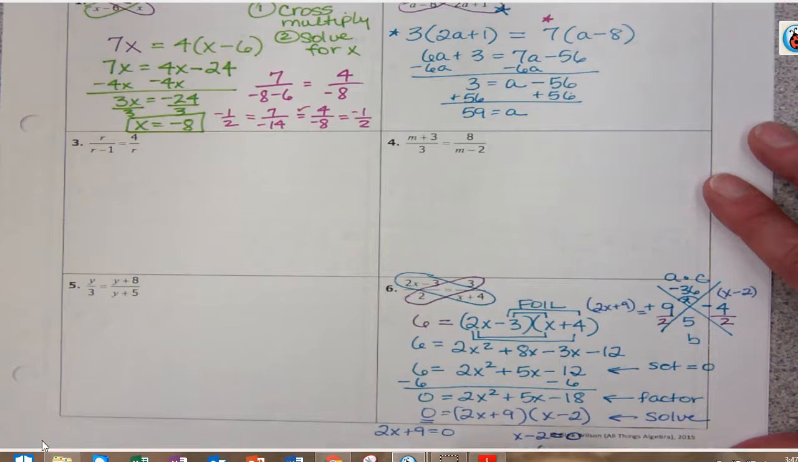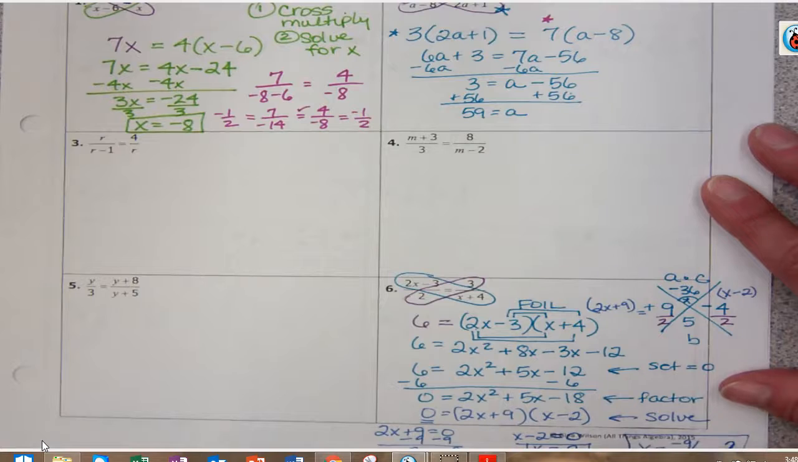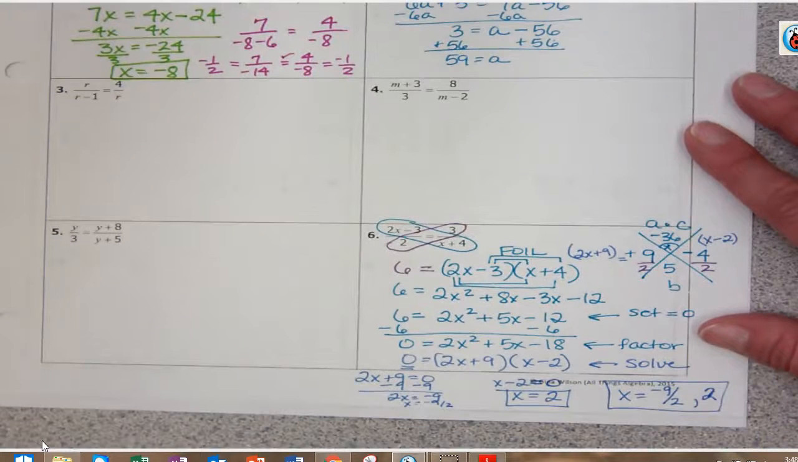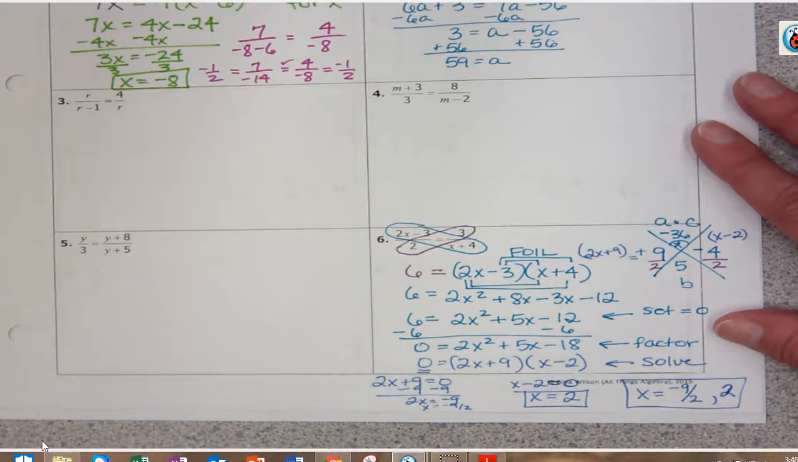Well, I'd add 2 to both sides and get x equals 2, so that's one of my answers. I'm going to subtract 9. 2x equals negative 9. Divide by 2, and I get negative 9 divided by 2. So my two answers are that x is going to either equal negative 9/2, or positive 2. Those are my answers. Okay?